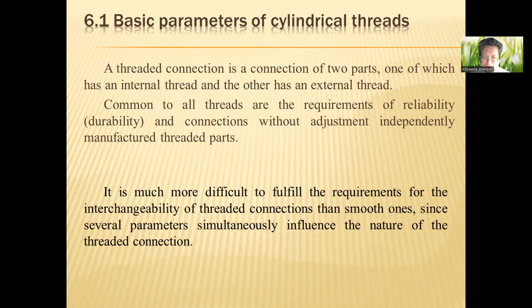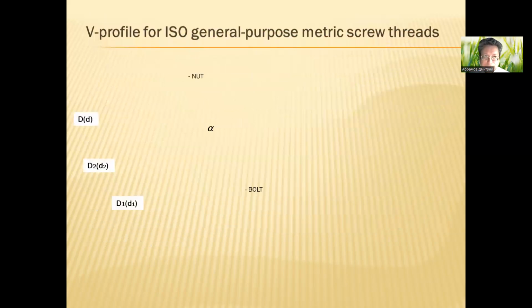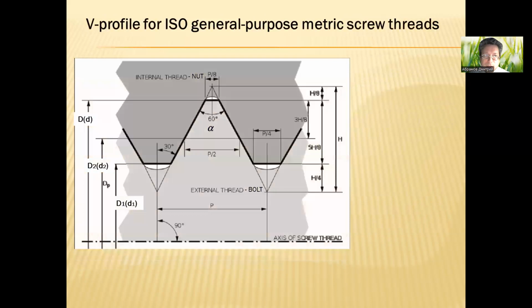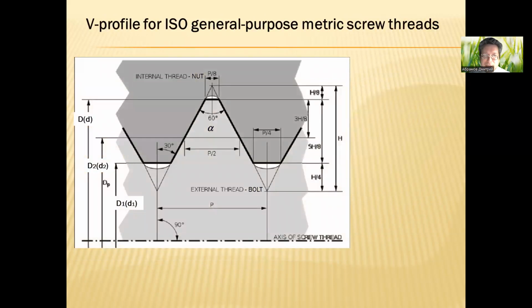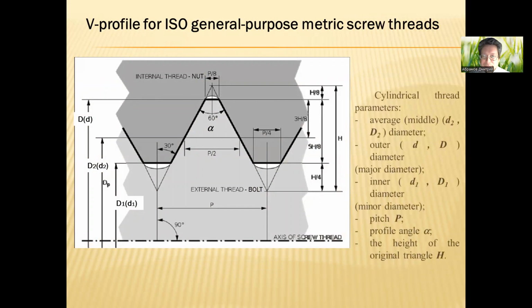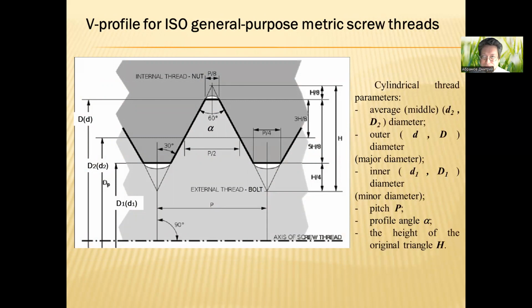It is much more difficult to fulfill the requirements for the interchangeability of threaded connections than smooth ones, because several parameters simultaneously influence the nature of the threaded connection. V-profile for ISO general purpose metric screw threads. Cylindrical thread parameters.